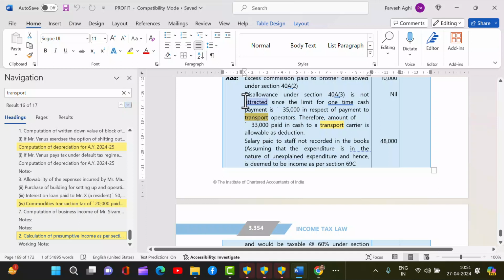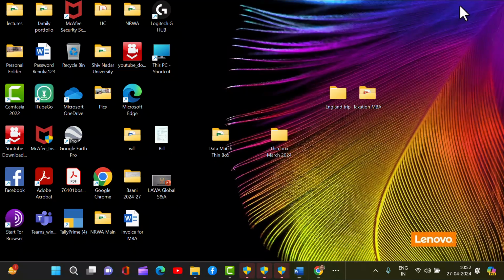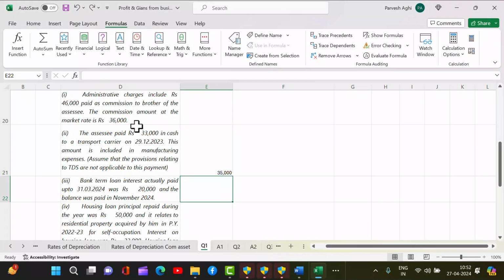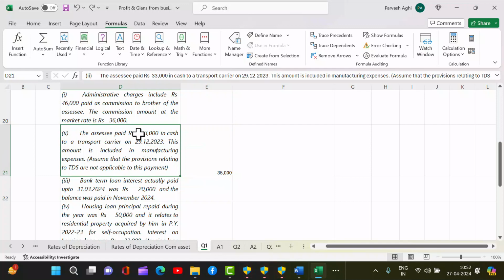Just read this. Disallowance under Section 40A(3) is not attracted since the limit for one-time cash payment is 35,000 in respect of payment to transport operators. Therefore, the amount of 33,000 paid in cash to a transport carrier is allowable as deduction. So we can check that. As you said, if it is 40,000, only 5,000 will be disallowed. It's not that the entire 40,000 will be disallowed. So at the moment, just stay with this number. Suppose it is 40,000, then the entire 40,000 will be disallowed. Okay, fine. Read the third one.